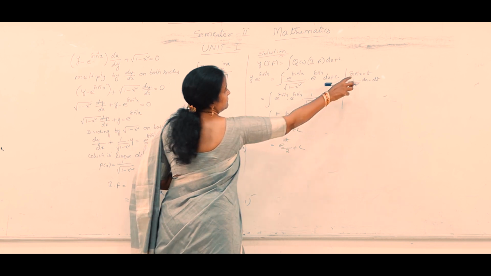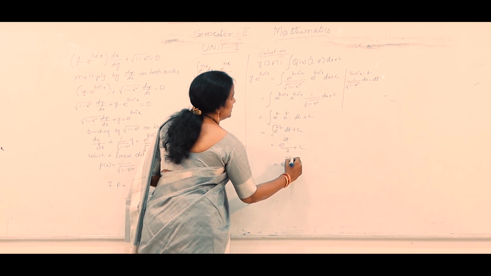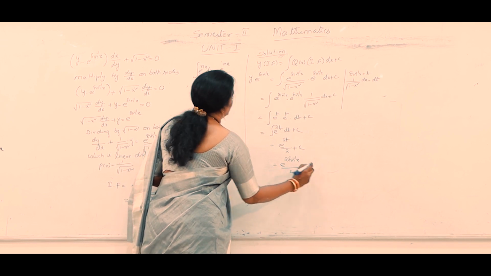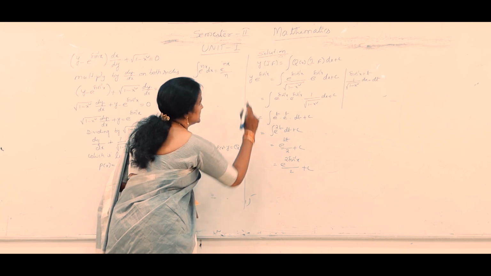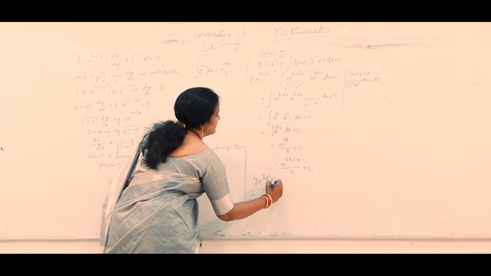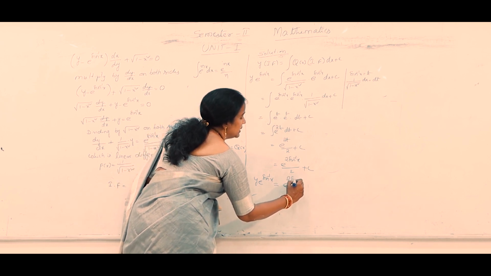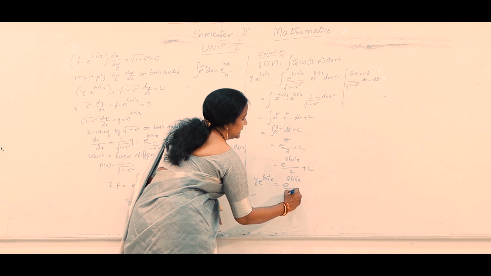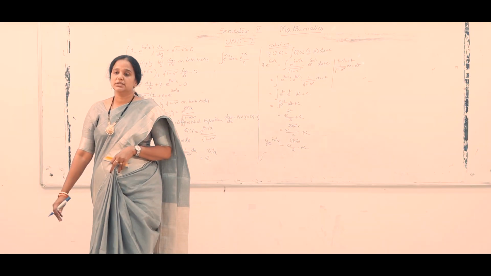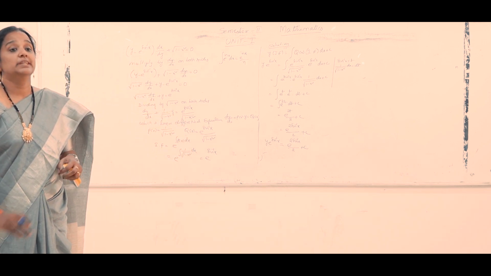But what is the t value finally? e power 2 into sine inverse x by 2 plus c. Now the final solution is y into e power sine inverse x is equal to e power 2 into sine inverse x by 2 plus c. So this is the complete solution of the linear differential equation. This is the most important sum for the examination.